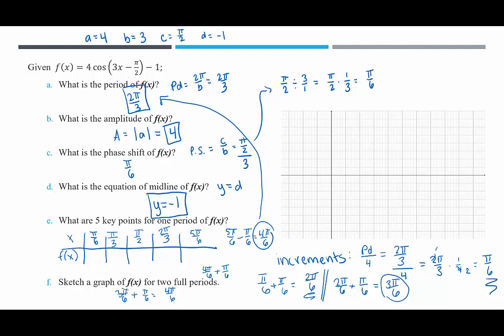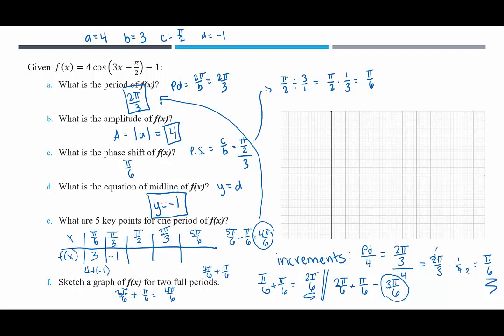Because every other point has to hit the midline. It's going to be this second point. So I know this is going to be -1. How do I determine this one? This one's going to be above -1. We're going to use the amplitude to help us determine where it should be. It's going to be 4 units above the midline based on the amplitude. 4 units above. So this is going to be 4 plus -1. This is going to be at 3.